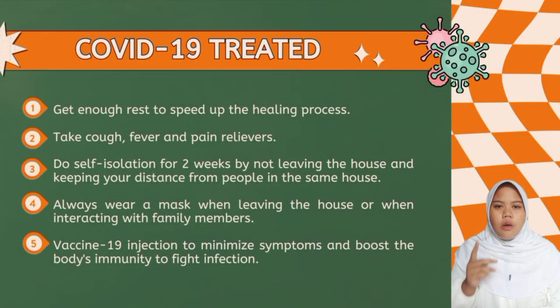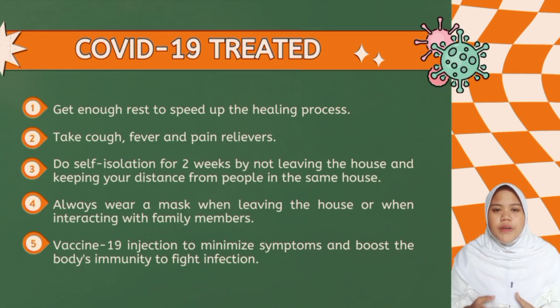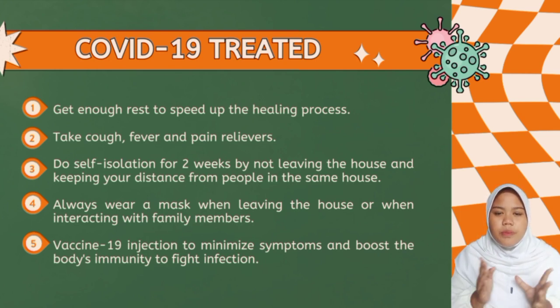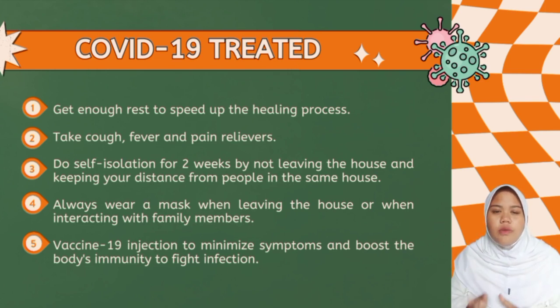COVID-19 treatment. 1. Get enough rest to speed up the healing process. 2. Take cold, fever, and pain relievers. 3. Do self-isolation for 2 weeks by not leaving the house and keeping your distance from people in the same house. 4. Always wear a mask when leaving the house or when interacting with family members. 5. Get the COVID-19 vaccine injection to minimize symptoms and boost the body's immunity to fight infection.